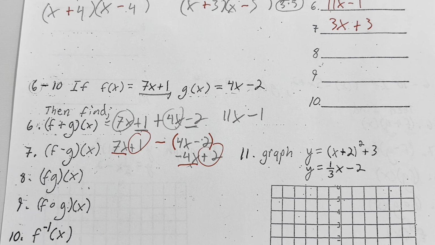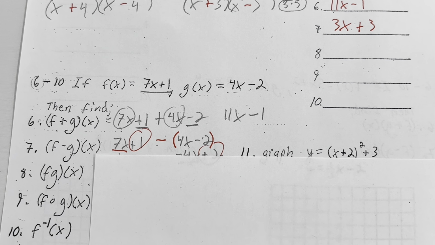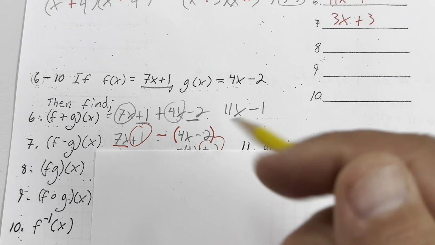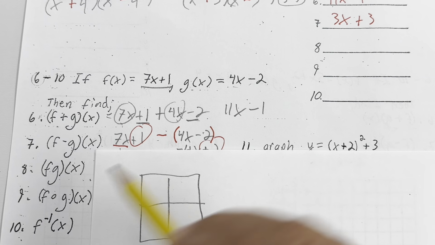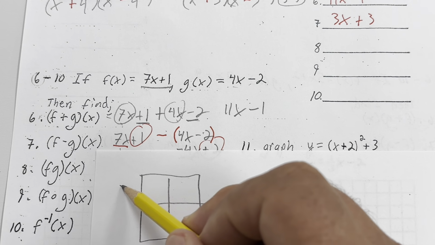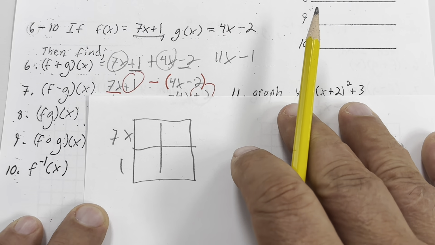For number 8, they're asking us to multiply them. So I'm going to use a little scrap paper. So f times g. I'm going to set up a Punnett, 7x plus 1, 4x minus 2.